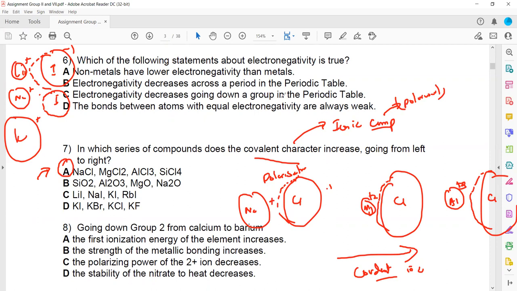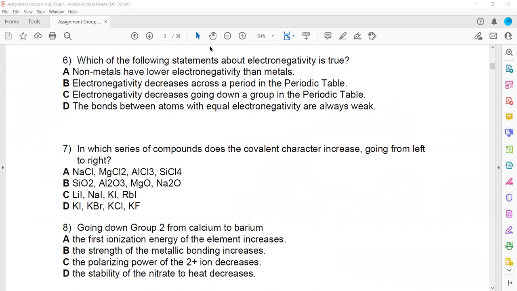Question 8. Going down the group from calcium to barium, what happened? The first ionization energy of the element increases. That's wrong. The first ionization energy decreases because calcium is having 2 electrons, barium is also having 2, but far away. So it decreases ionization energy. It is easy to remove an electron from a lower element in the group.